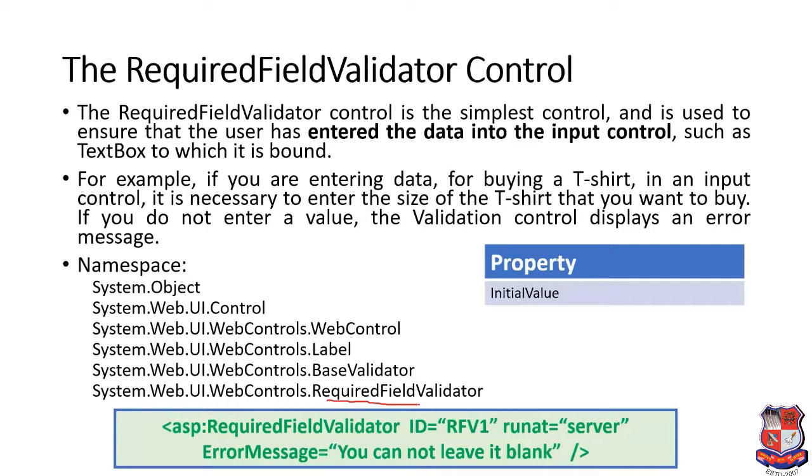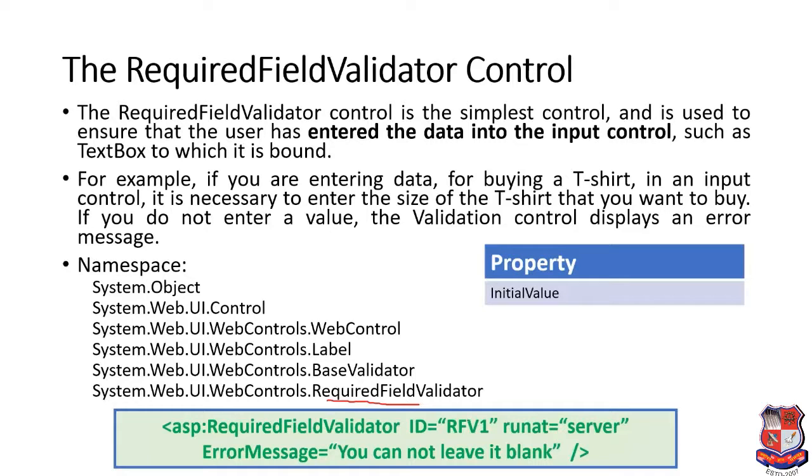Apart from it, a property is available for the required field validator control, and it is the initial value property. It handles the initial value of the associated input control. The required field validator class has no inherited methods or events of its own, and it inherits the events and methods of the base validator class. So over here we are not discussing the methods and events for the required field validator control.